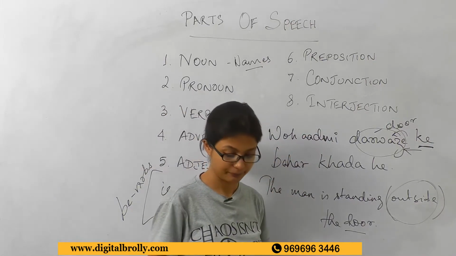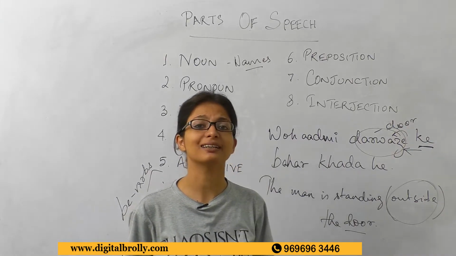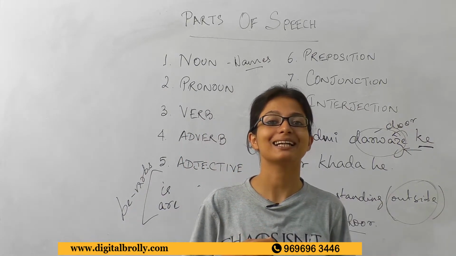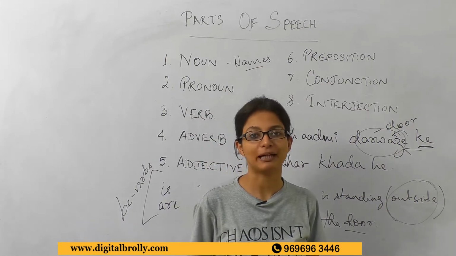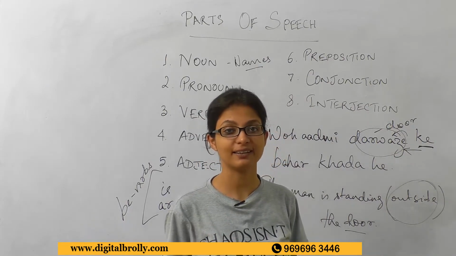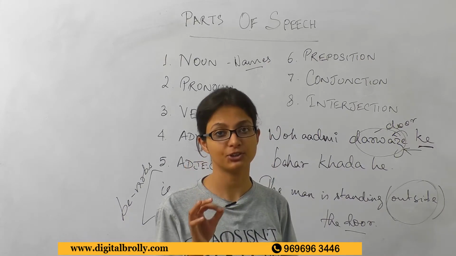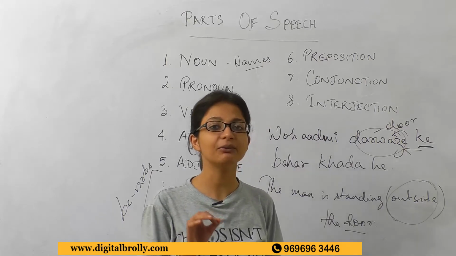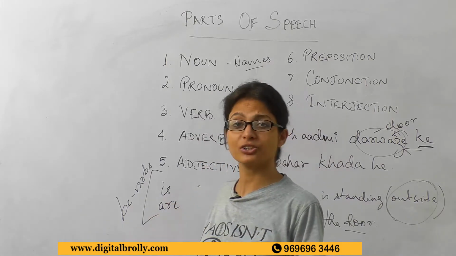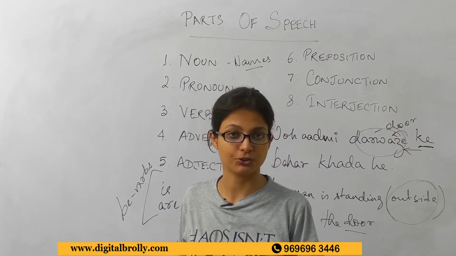Then, interjection. Interjections are nothing but words that express emotion. For example, yay, we won the match. So that word yay there is nothing but an act of expression, and that is why it is called an interjection. Now, I have given you a fair idea of what the parts of speech are and their functions.